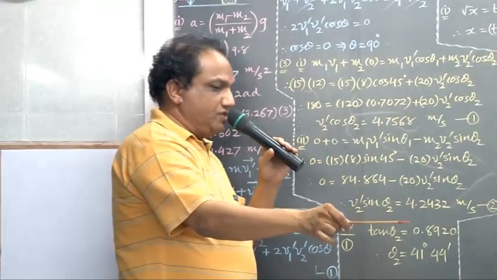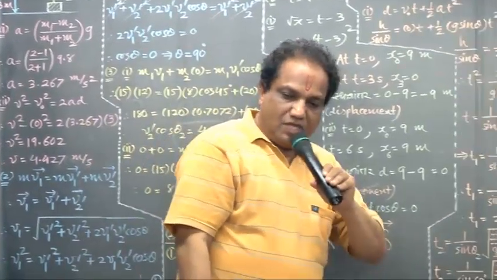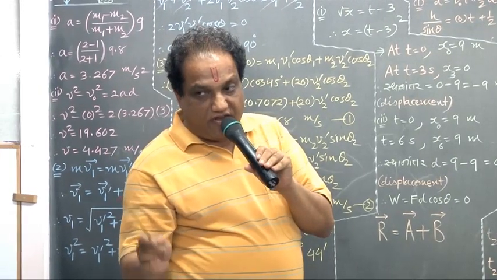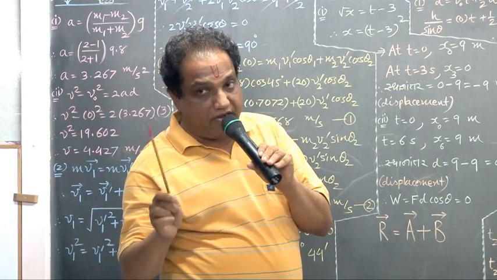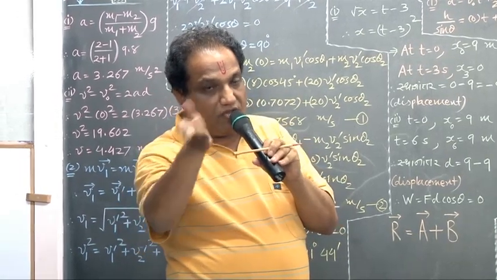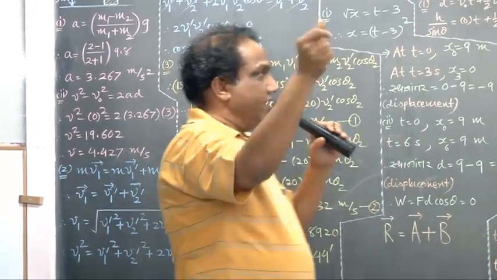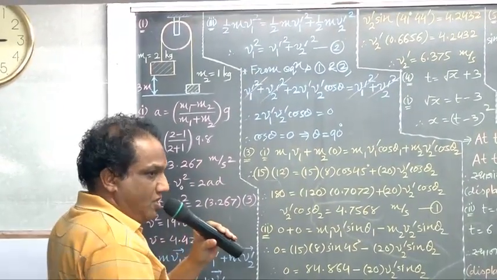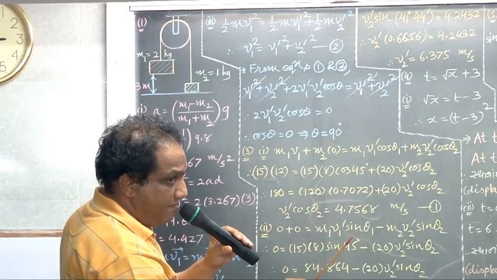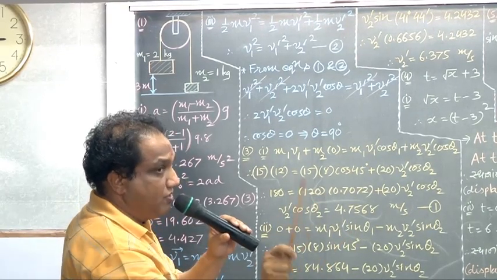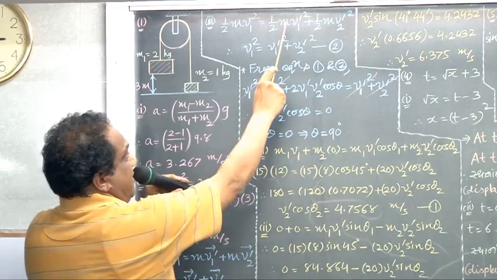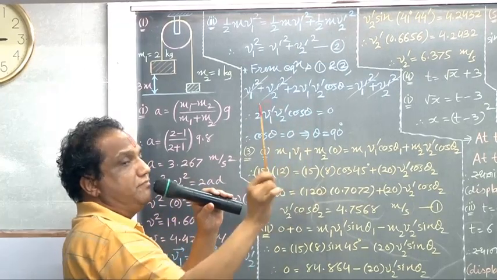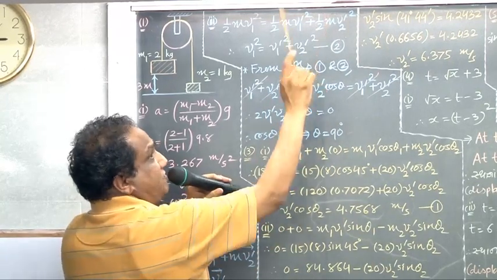And now the given collision is elastic. Have they given? Yes, the collision is elastic. When the collision is elastic, kinetic energy gets conserved. So initial kinetic energy should be equal to final kinetic energy. For the first body, half m v1 square. Initially the second body did not have any kinetic energy because it was at rest. And what about the final kinetic energy of the first body? Half m v1 dash square. Final kinetic energy of the second body.